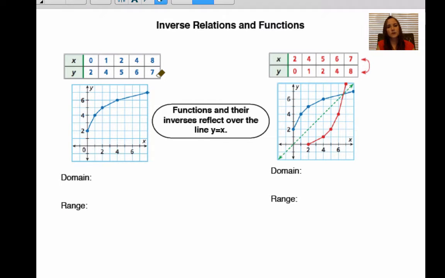Hi guys, today we're going to talk about inverse relations and functions. So, first you're given this table and you have your x and y values, and these values have been plotted, the ordered pairs have been plotted and connected right here.